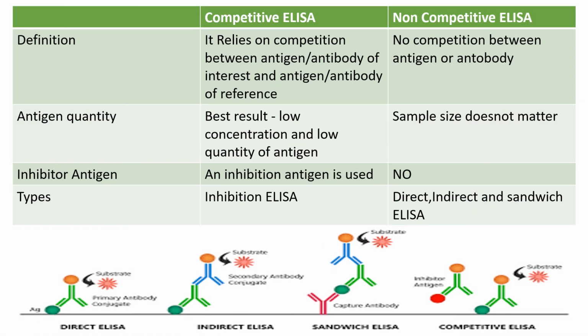And if we talk about the difference between competitive ELISA and non-competitive ELISA, competitive ELISA relies on the competition between antigen-antibody of interest and antigen-antibody of the reference, whereas in non-competitive ELISA, there is no competition between antigen and antibody. So the antigen quantity will be detected in competitive ELISA. The best result is with low concentration and low quantity of antigen, whereas sample size does not matter in non-competitive ELISA. There is no inhibitor antigen in non-competitive ELISA, whereas inhibition antigen is used in competitive ELISA. If we talk about the types, inhibition ELISA is an example of competitive ELISA, whereas direct, indirect, and sandwich ELISA are examples of non-competitive ELISA.